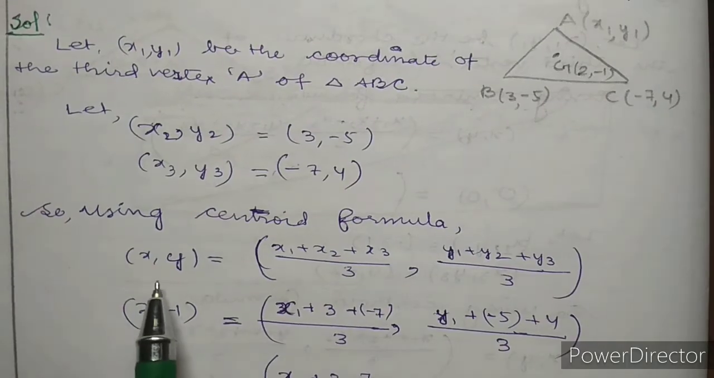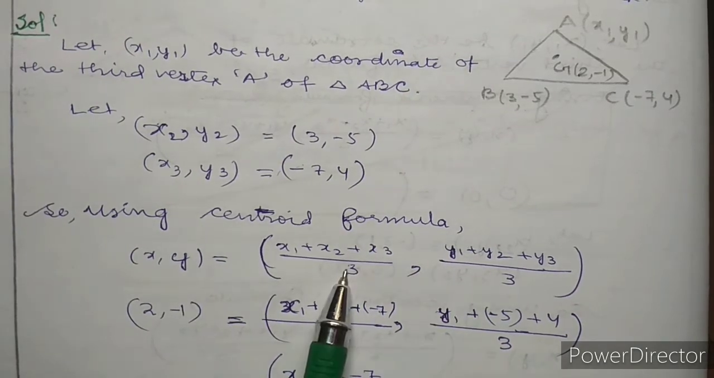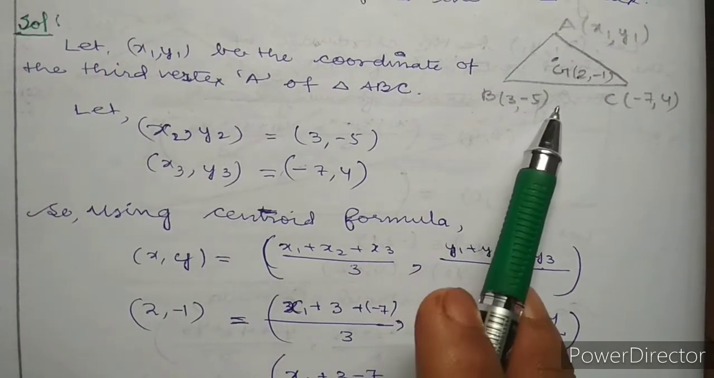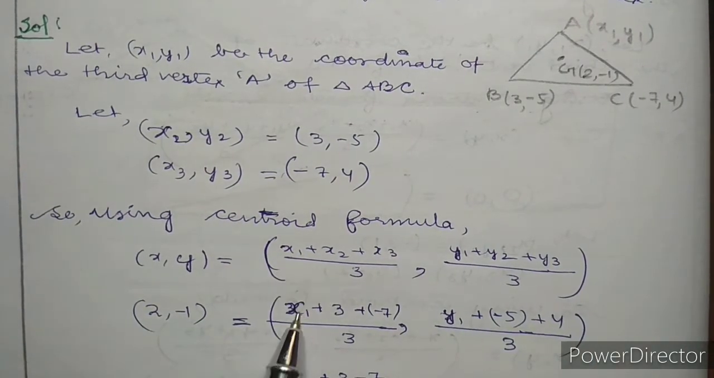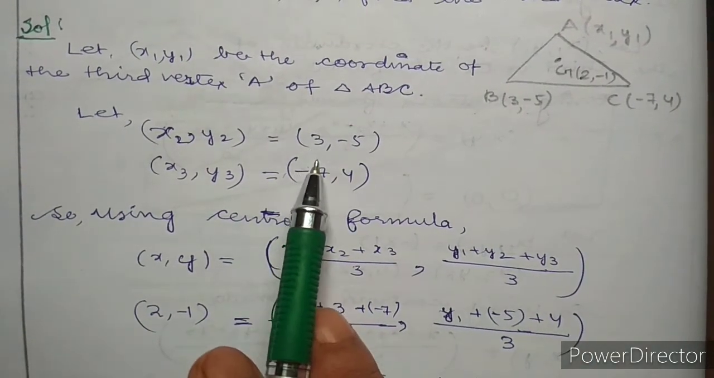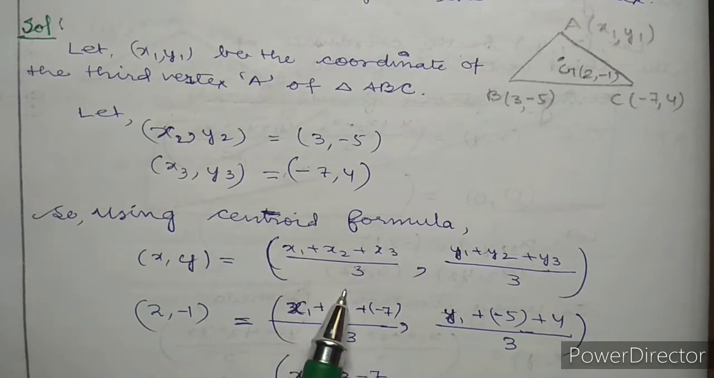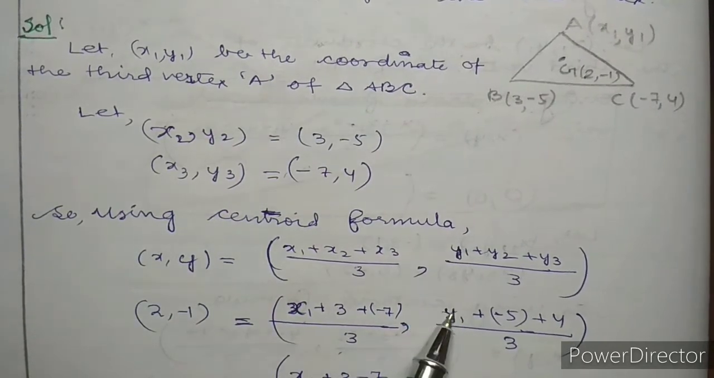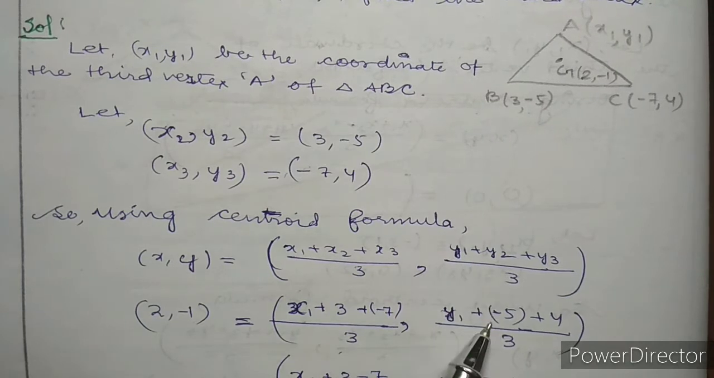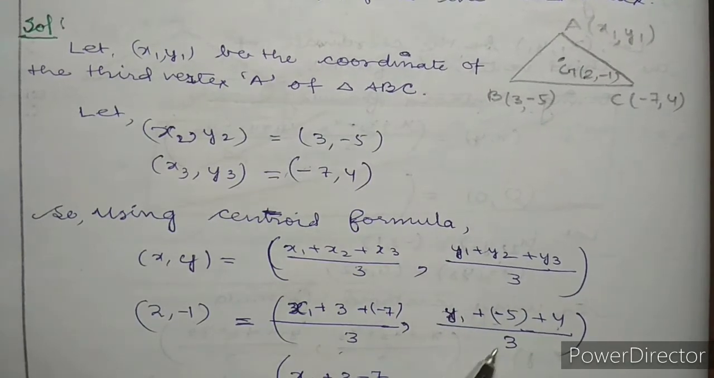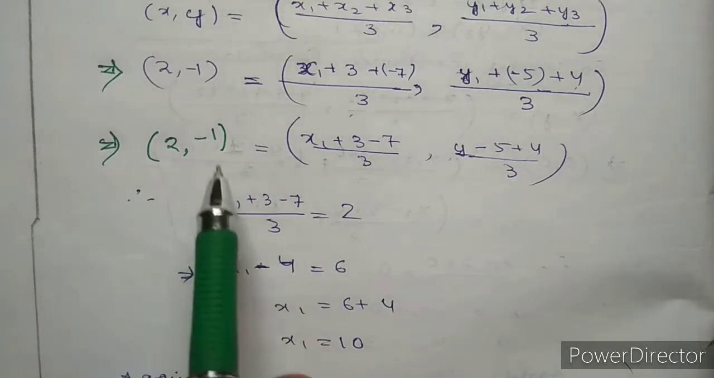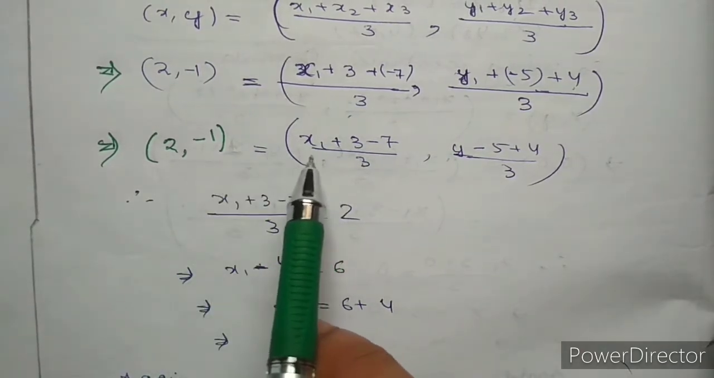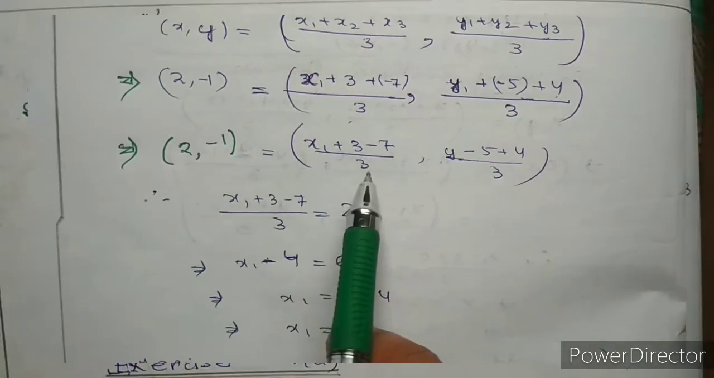Using the centroid formula x, y, this is the formula you know already. Now what is the centroid given here? 2, minus 1. So 2, minus 1 will be x1, I don't know, x2 will be 3 and x3 will be minus 7, divided by 3. y1 we don't know, y2 is minus 5 and y3 is 4, divided by 3. So I can write 2, minus 1 is (x1 plus 3 minus 7) by 3.